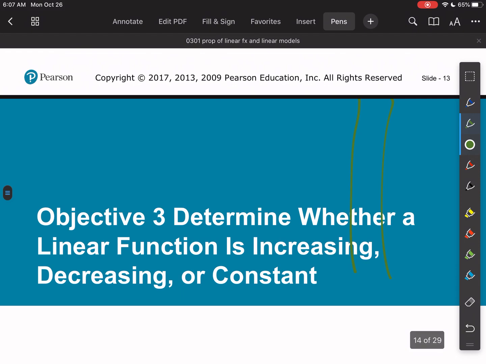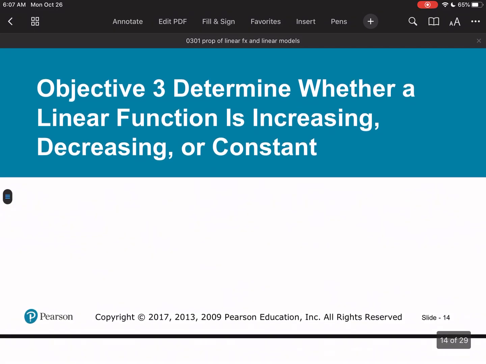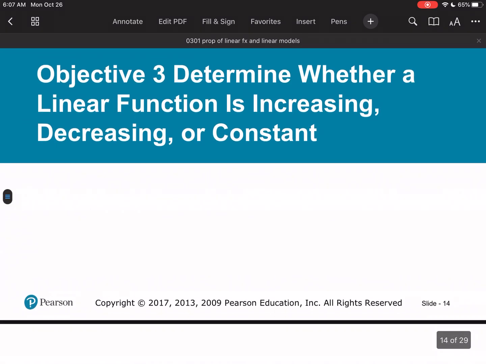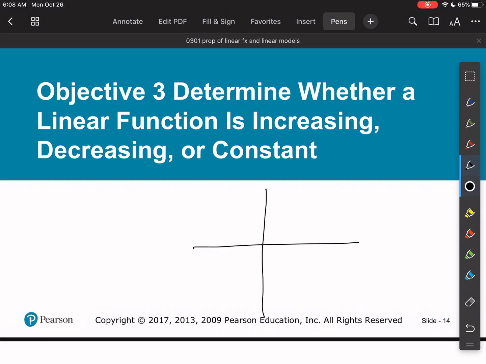Okay, so objective 3, moving right along. So objective 3 here, determine whether a linear function is increasing, decreasing, or constant. Okay, so let me just show you guys what that means. If a linear function is increasing, what that means is from left to right, it's going up. Okay, so this is increasing. All right, if you wanted to see a decreasing function, that would be from left to right, it's going down. And this is called decreasing.